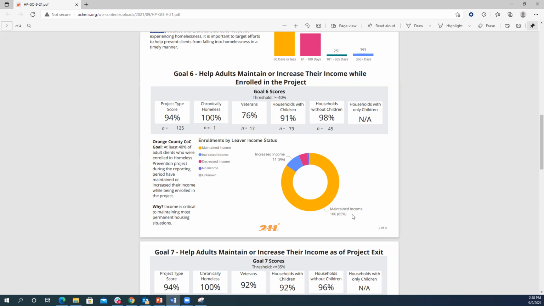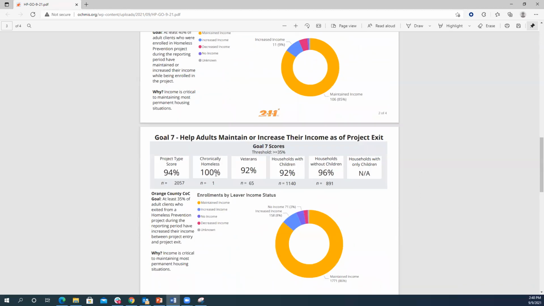And you can see 85% of them maintained their income during their enrollment, and another 9% increased their income, which is great. And you can see if you look at the different subpopulations, veterans had a little bit lower performance, but they also had a really small amount of clients that were included, so that could be skewing their results. And chronically homeless with 1 client was at 100%.